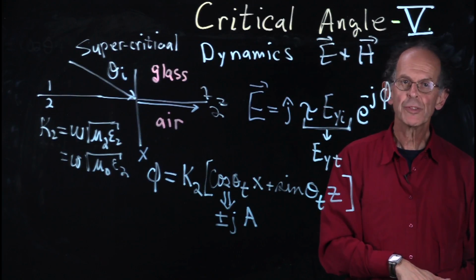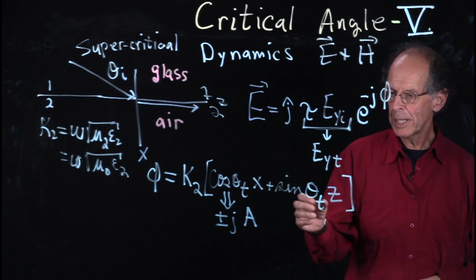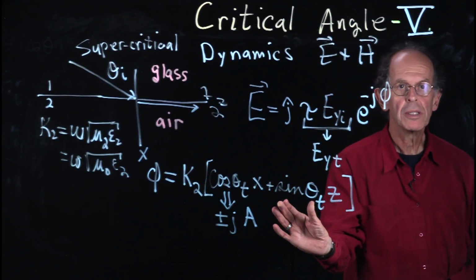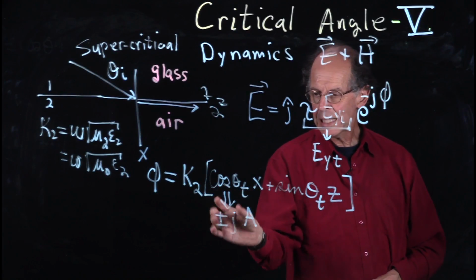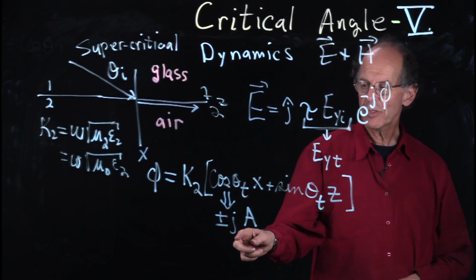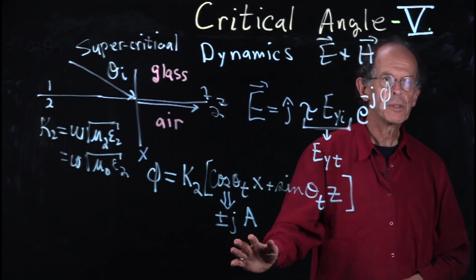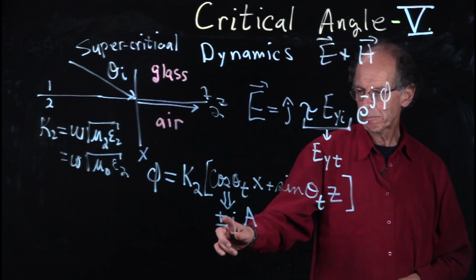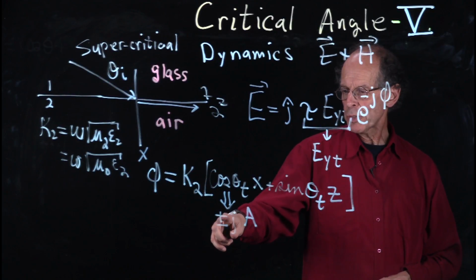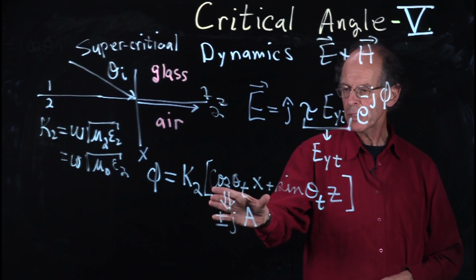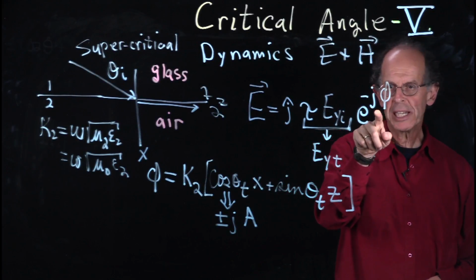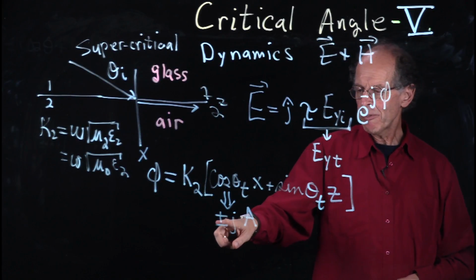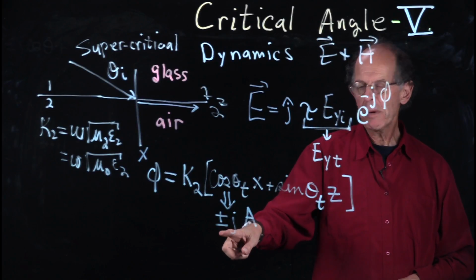What's different is we're supercritical. That means this number is bigger than 1. And this number, cos theta t, is plus or minus j a, purely imaginary. Now, which sign to pick? Well, this is in the exponential, so it's multiplied by minus j. Therefore, we must have the minus sign.